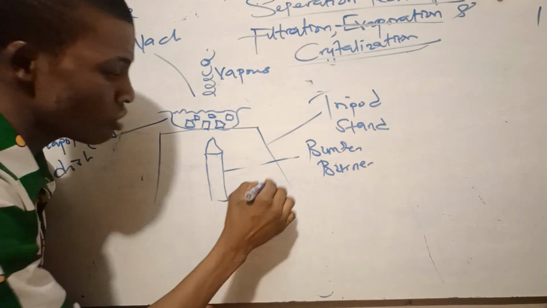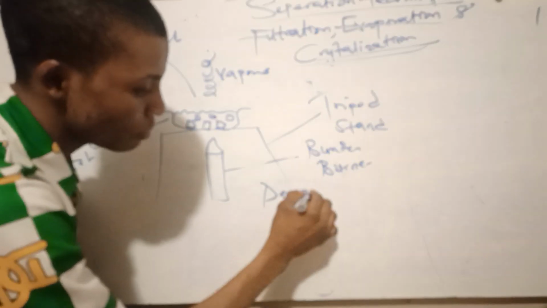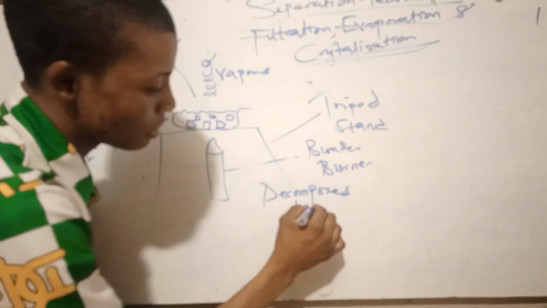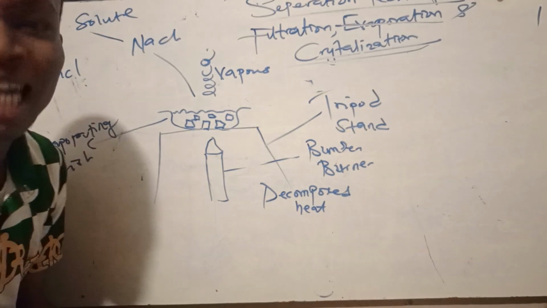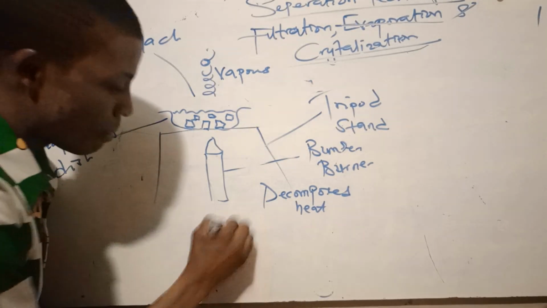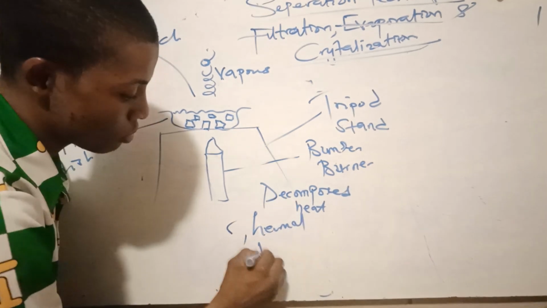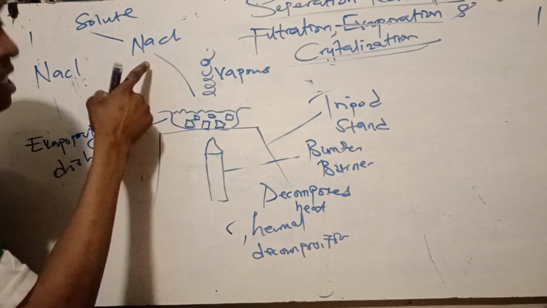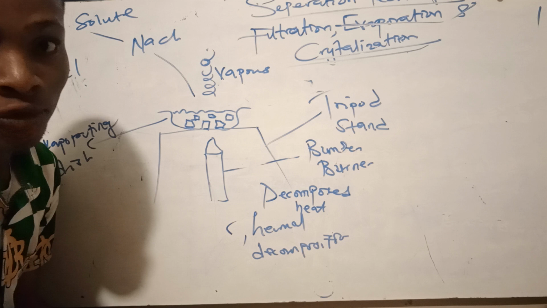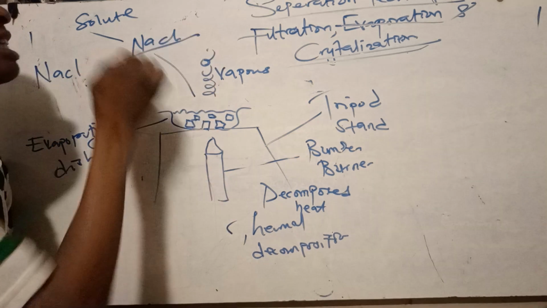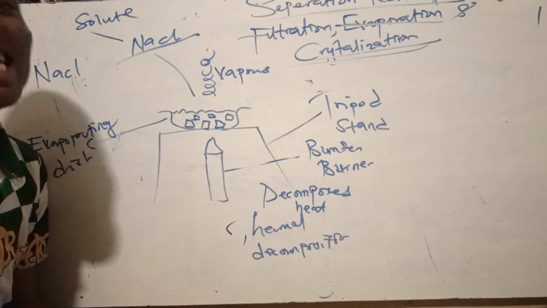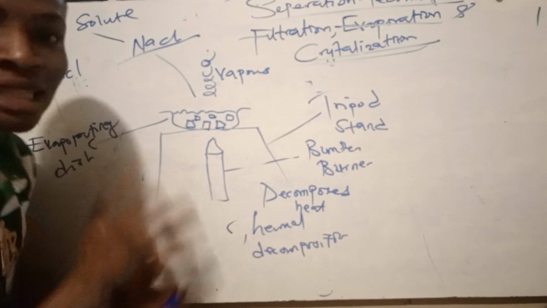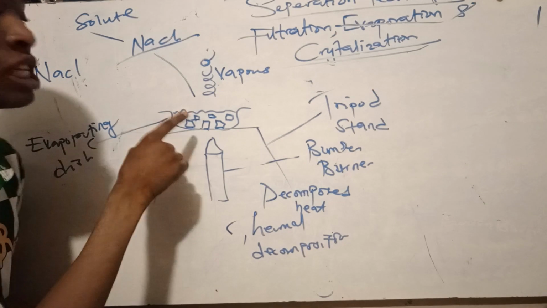What is the meaning of decomposed? When something is decomposed, that means it is damaged by what? By heat, which we call thermal decomposition. It turns out that we can't use this technique to separate NaCl from its solution, because NaCl can easily be damaged by what? By heat. But there are some salts that we can separate from their solution using evaporation.